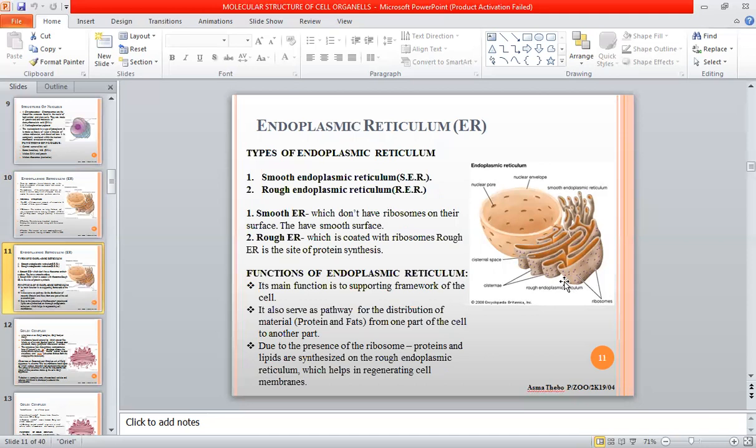There are two types of endoplasmic reticulum: smooth endoplasmic reticulum and rough endoplasmic reticulum. Rough means it is coated with ribosomes, whereas smooth lacks ribosomes on its surface. Function of the endoplasmic reticulum: its main function is to support the framework of the cell. It also serves as a pathway or connecting link between the nucleus and cytoplasm, and due to the presence of ribosomes, they make proteins, and they also synthesize lipids.